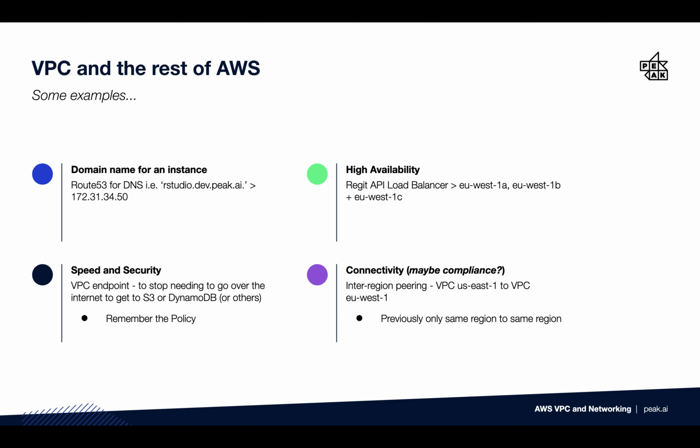And then connectivity, maybe even compliance. Previously, you could only peer VPCs from the same region to the same region. So EUS 1 to EUS 1. So you may have multiple VPCs in your account or multiple accounts. But now you can actually do inter-region peering. So for example, a VPC in US East 1 peered to a VPC in EUS 1.